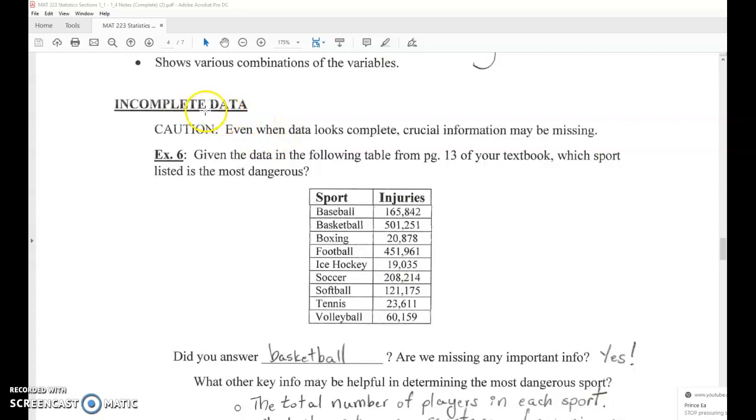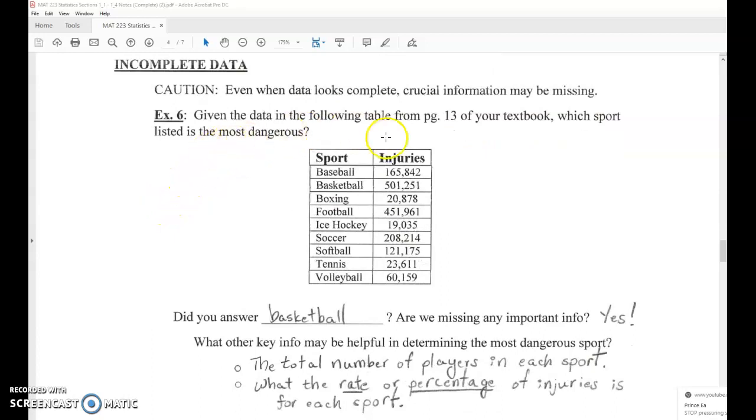Okay, so incomplete data. This is an important example as far as understanding that you need data and you need good data to make good decisions. So we have to be careful. Even when data looks complete, crucial information may be missing. As an example of that, this is actually taken right out of your textbook on page 13.